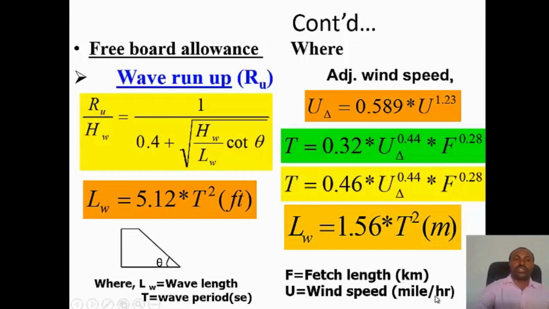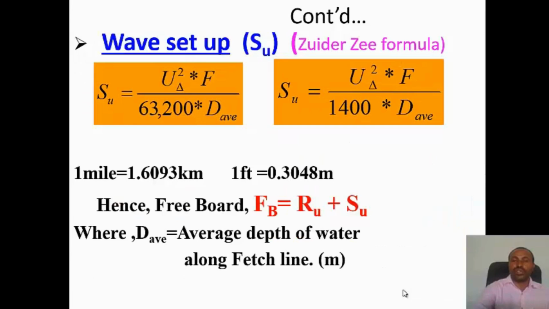So this is just wave run-up. Once you calculate wave run-up, then you go to wave setup, or SU, according to the Zuider Zee formula. You can use this equation. This is the metric system, this is the English system.